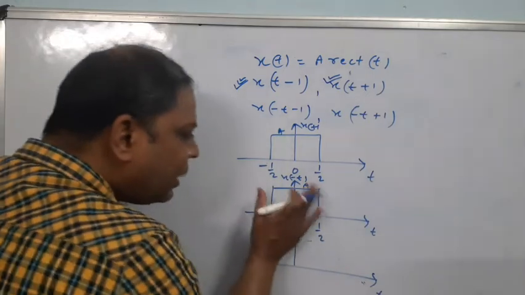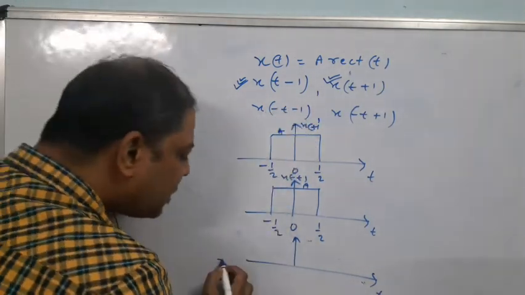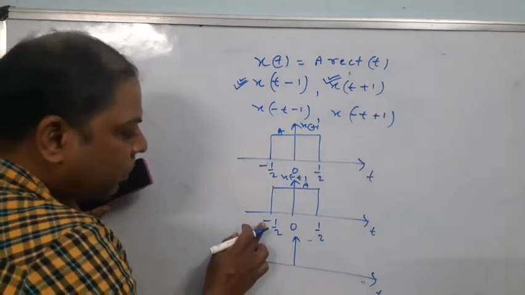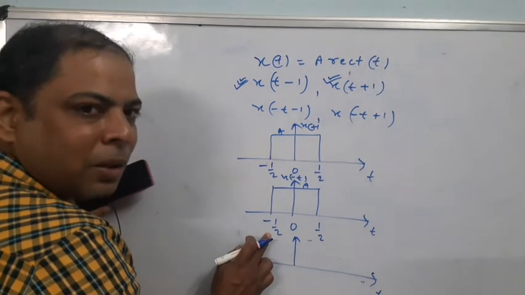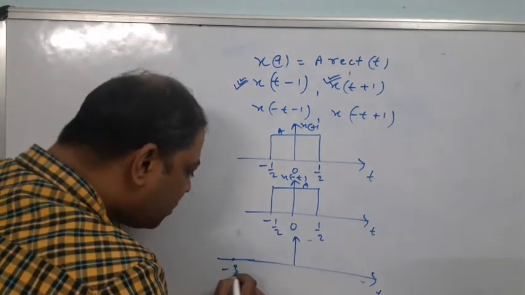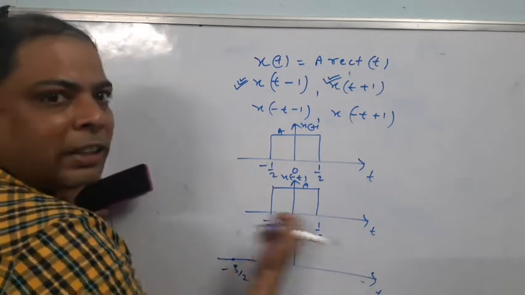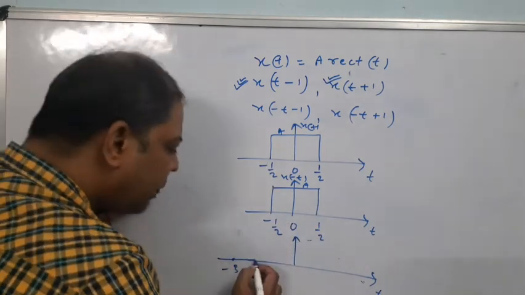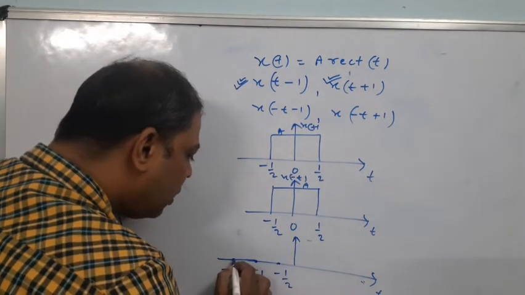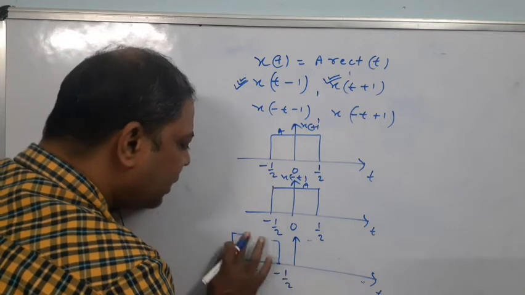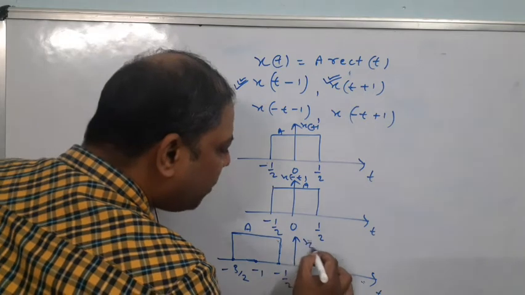This means the folded signal is shifted towards left, not right, by an amount of 1 unit. So minus 1 by 2 goes to minus 3 by 2, and 1 by 2 goes to minus 1 by 2. Understood? Left shifting, not right shifting. Now this will be the signal, and this is your x of minus t minus 1.